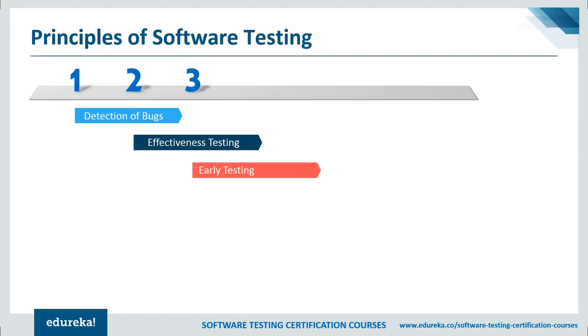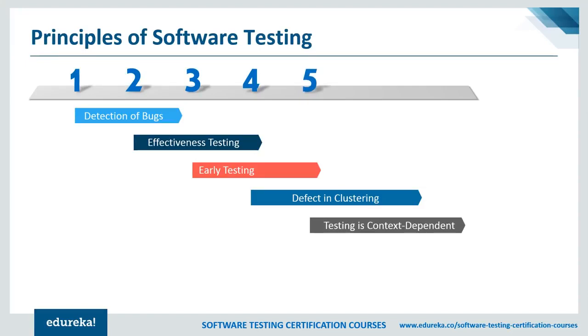And next, early testing. The earlier you begin to test your project or software, the better you will be able to utilize your existing time. Next, defect clustering. At the time of testing, you can observe that the majority of the defects or bugs reported are because of a small number of modules inside your software or system. Next, software testing is context dependent and error-free or bug-free software is a myth.